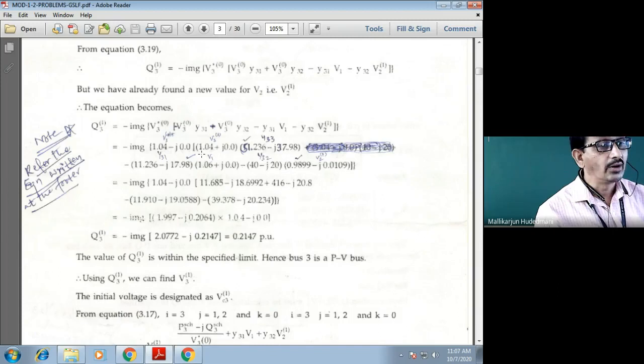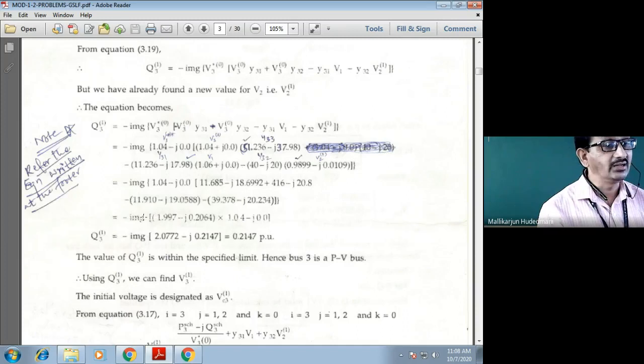1.04. Again, what is V2 for you? V2 is just now calculated. What is V2 for you? 0.9899 minus j0.0109. I need not look that serious about this. Whatever term I was just pronouncing, V3(0) conjugate into I3. I3, if I calculate separately in one line, take that complex value, multiply with the conjugate of V3(0), which is 1.04 plus j0, and take the product.